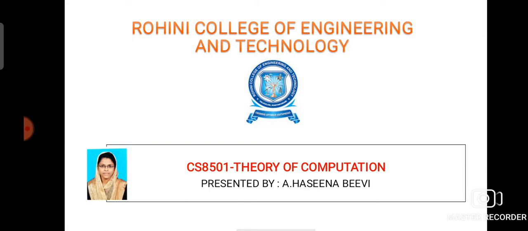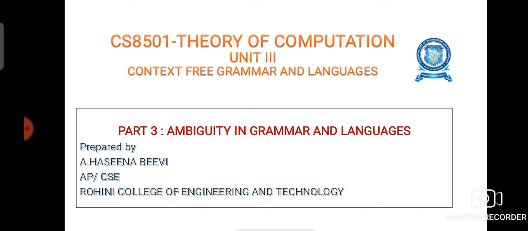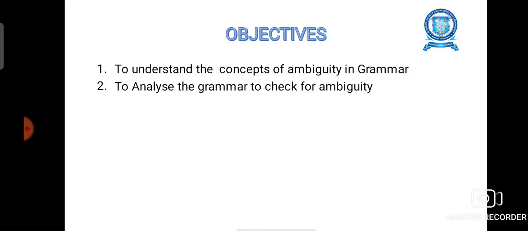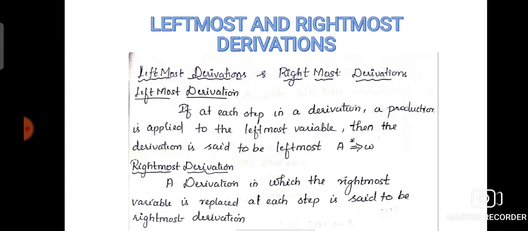Hello viewers, this is the video lecture for the topic Ambiguity in Grammar and Languages from the third unit of Theory of Computation. Objectives are to understand the concepts of ambiguity in context-free grammar and to analyze the grammar to check for ambiguity. First of all, let us see about the derivations and types.